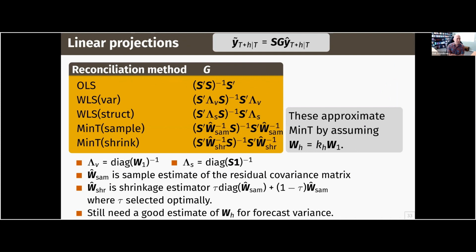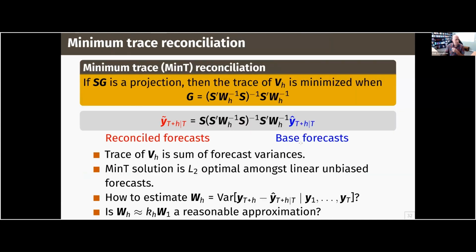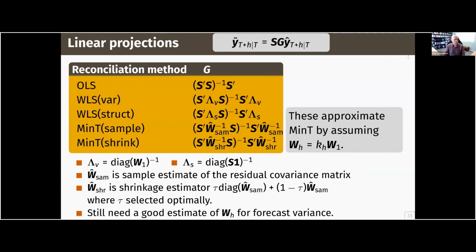That leads to a bunch of different ways to estimate or approximate W_H, all of them making the assumption that W_H is somehow proportional to W_1. The k_H doesn't actually matter because it's going to cancel out. Let's just see that that's the case. If I put k_H times W_1 here and also here, because this thing here is inverted, they're going to cancel out because k_H is just a scalar. So it doesn't matter what it is. All we have to do is plug it in, and W_1 will take the place of W_H.